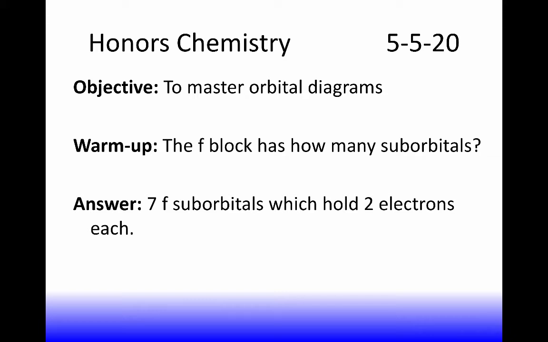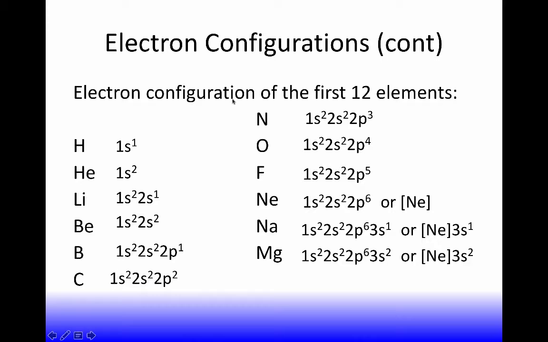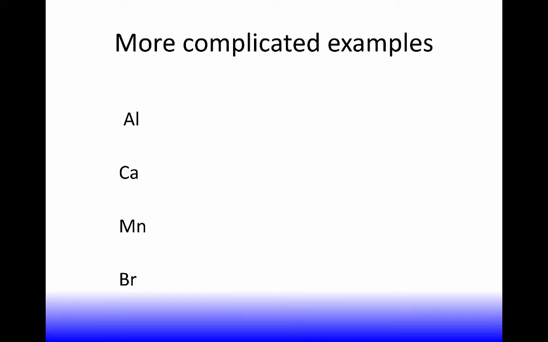Now, we talked about electron configurations in the last class. This is the basics. These are like the first 12 elements or something like that. But we're going to go beyond this. But it is important you remember this noble gas shorthand, because we're going to be using this for some of the other examples that you're going to see, the more complicated ones. So here's some of them.